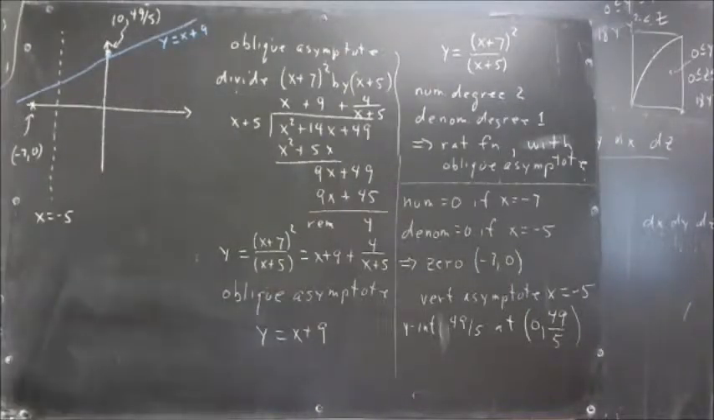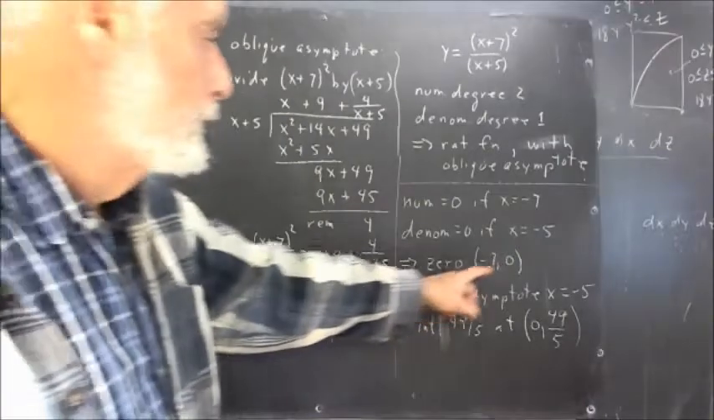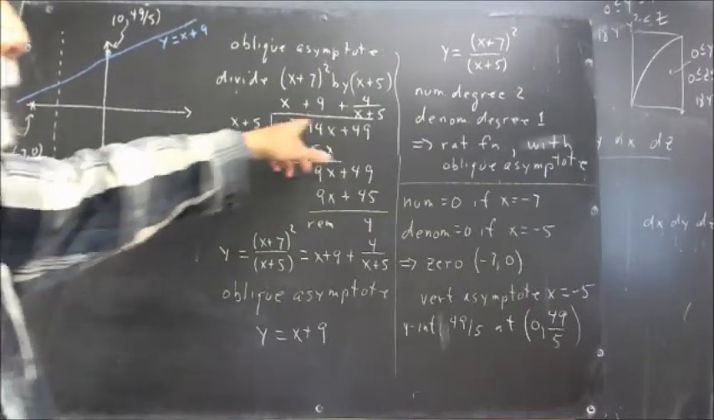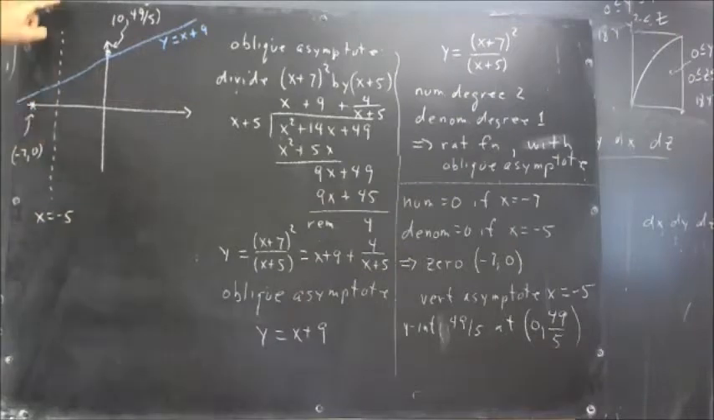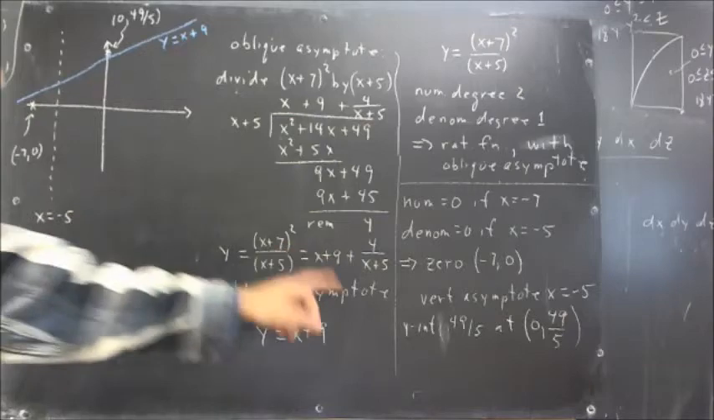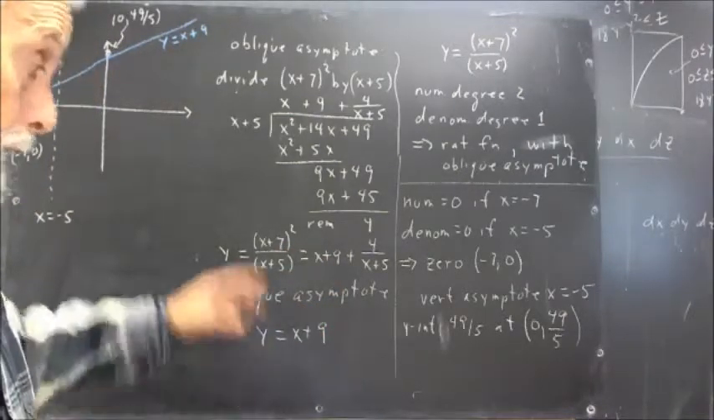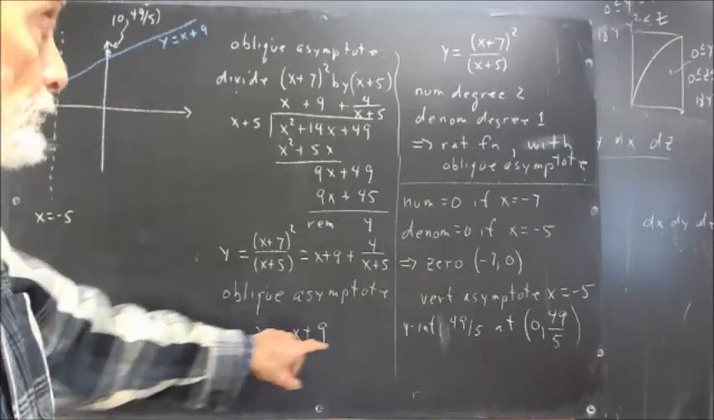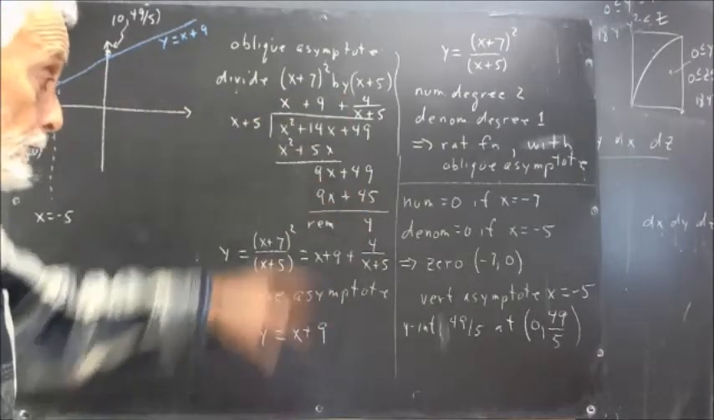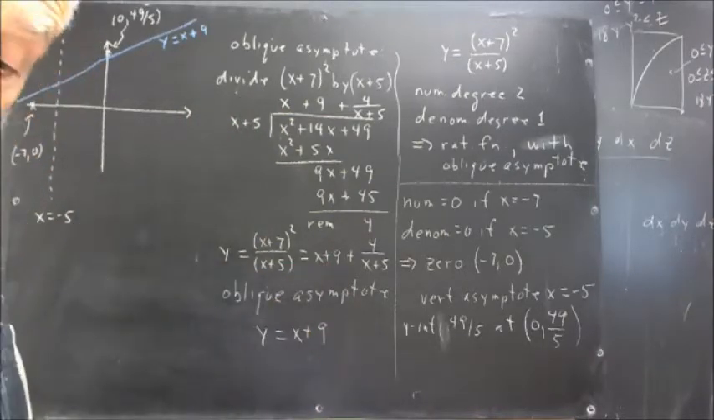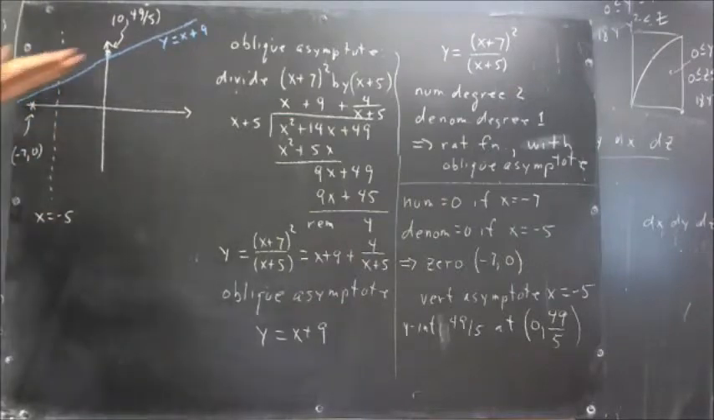Okay, putting that information together. First of all, we know that we have a 0. That's at the point (negative 7, 0), so we sketch the point (negative 7, 0). We know we have a vertical asymptote at x equals negative 5, so we sketch a dotted line at x equals negative 5. And we know we have an oblique asymptote that's going to take care of our large x behavior, our end behavior, and that's going to be y equals x plus 9, obtained by this long division that changes the form of the function from this to this. So we draw that line, y equals x plus 9.